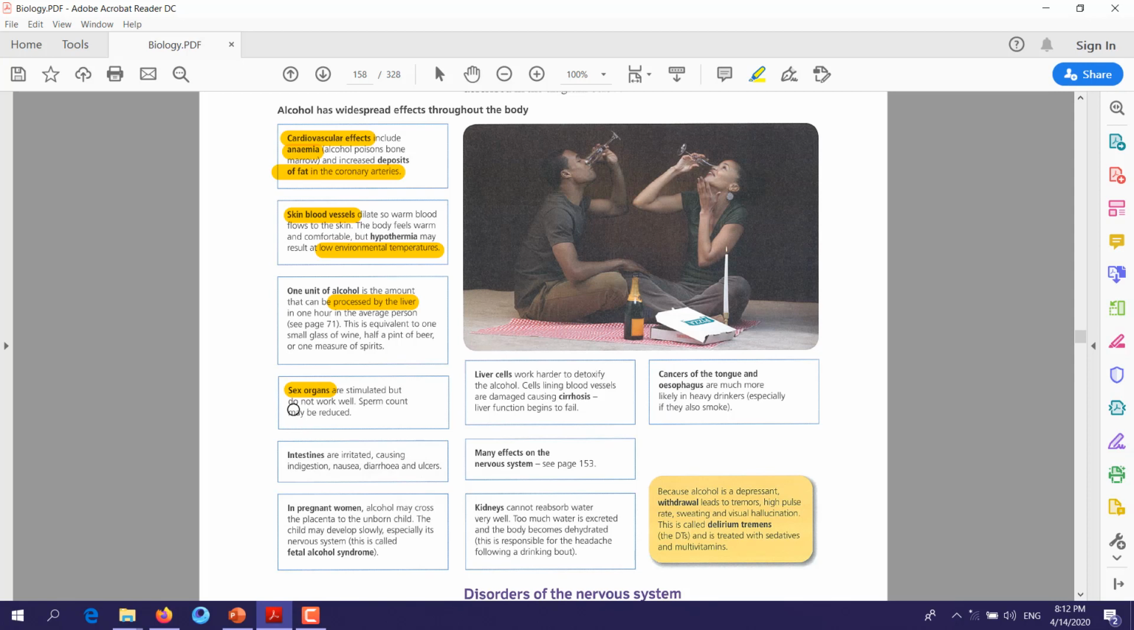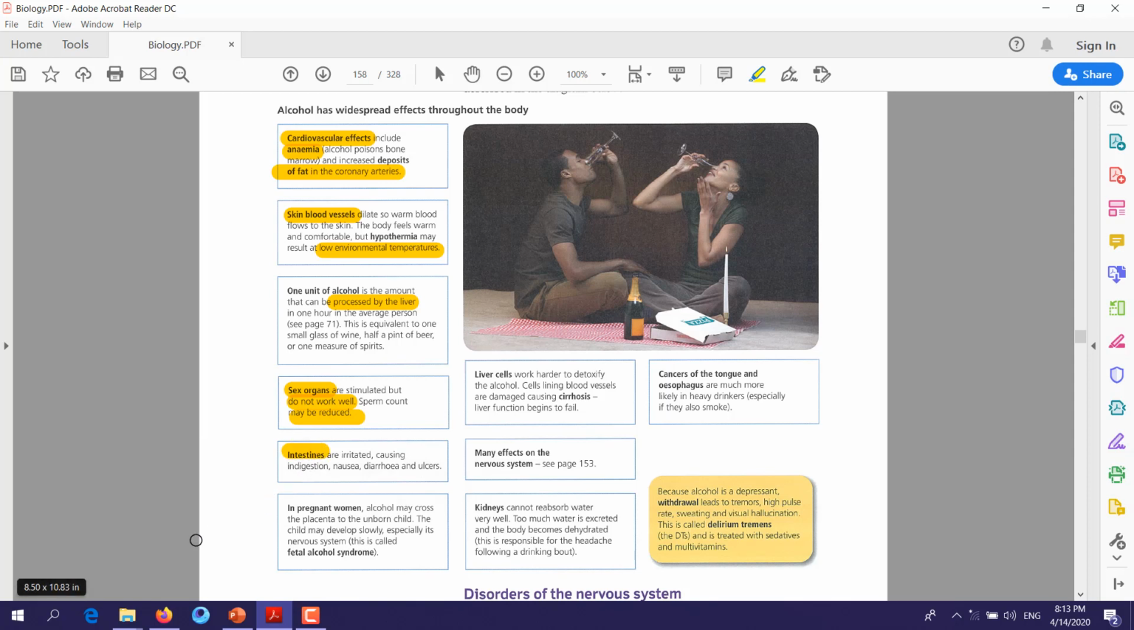Then also it affects sex organs. Sex organs are stimulated but do not work well. Sperm count may be reduced. If you drink alcohol, it will stimulate your sex organs, but on the other side, they will not work well, and it will also affect sperm number. For example, for males, when the sex organs produce sperm, the number of sperm will decrease.